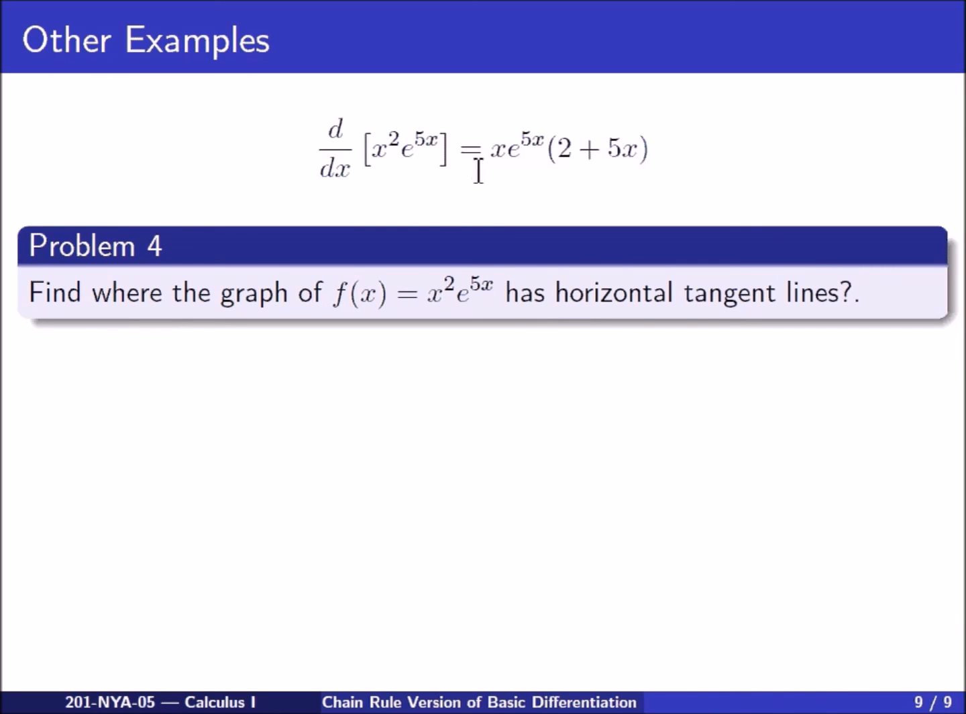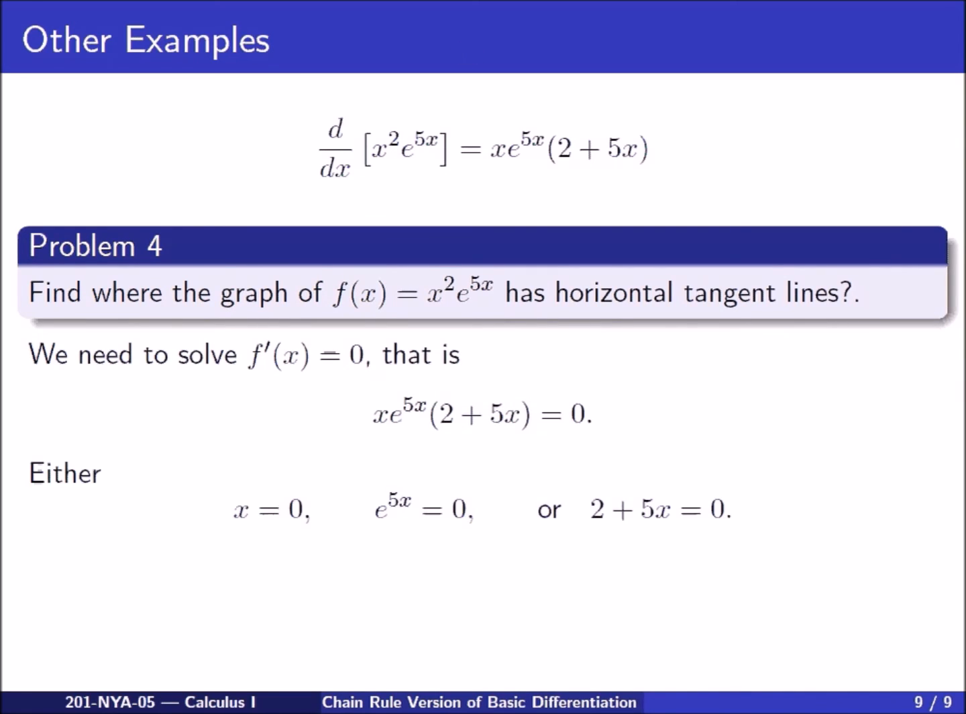When the derivative is factored, it's quite easy to answer that type of question, because to find where the derivative is 0, I need to find where this expression equals 0. I need to solve f prime of x equals 0. Now, a factored expression can only be 0 if one of its factors is 0. So either x is 0, or e to the 5x is 0, or this bracket is equal to 0. So I have 3 possibilities.